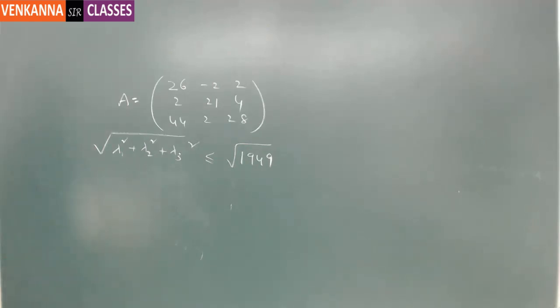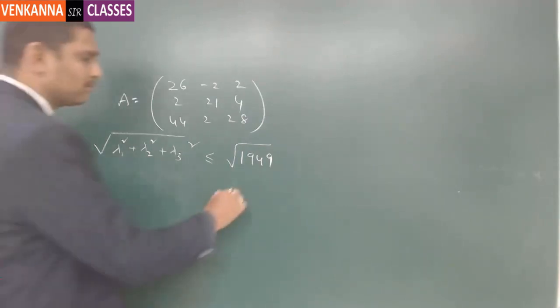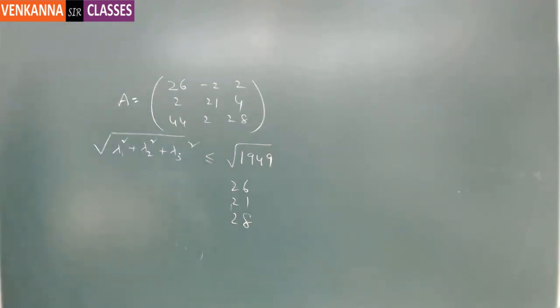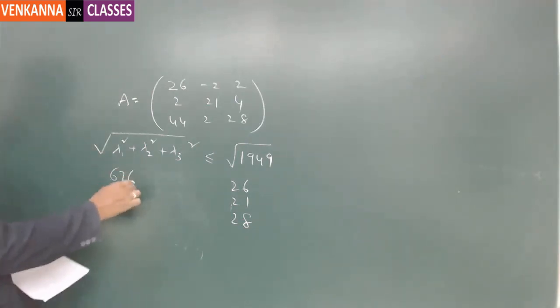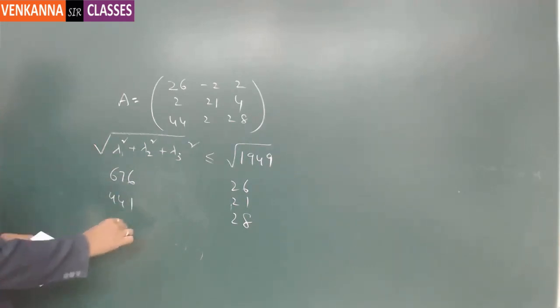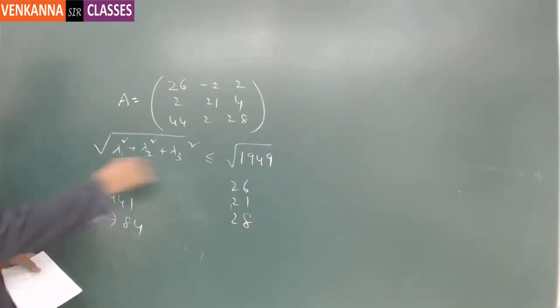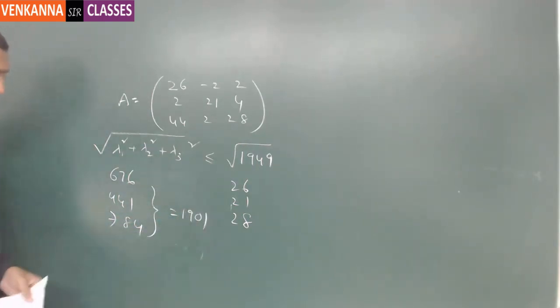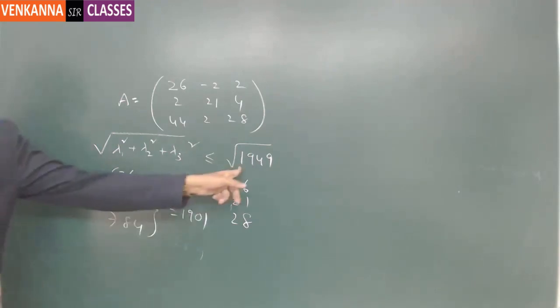So you know how to calculate eigenvalues of A. You have a formula to write that characteristic equation. From that you can decompose that. I can say that the eigenvalues of A happen to be 26, 21 and 28. Lambda 1, lambda 2, lambda 3 values. So if you square them, you will get 676, 441 and 784. If you observe, the sum will be equivalent to 1901. So it is always less than or equal to 1949.